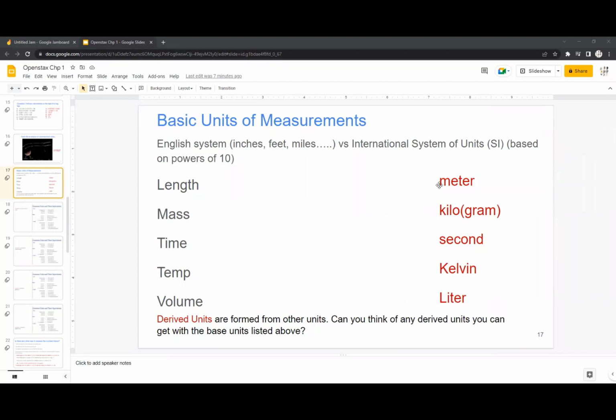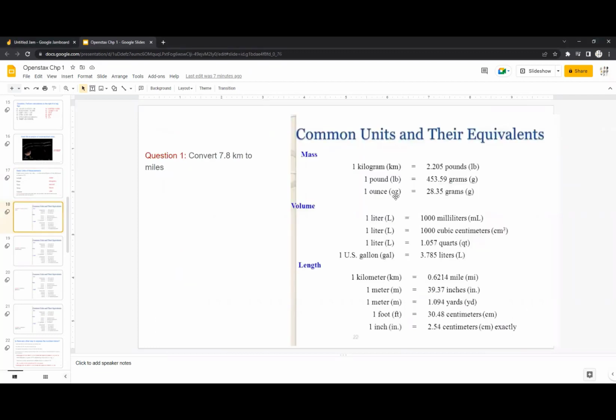You can see that for length, meter is used, for mass, kilogram is used, for temperature, Kelvin is used, and for volume, liter is used. Now, why is this used instead of English units? Over here, you can see the conversions between various units. 1 kilogram is 2.2 pounds. 1 ounce is 28.35 grams. These are different numbers, and it's not easy to remember them.